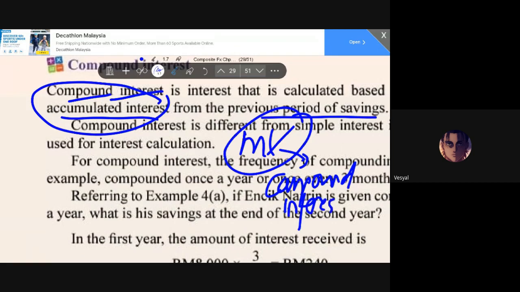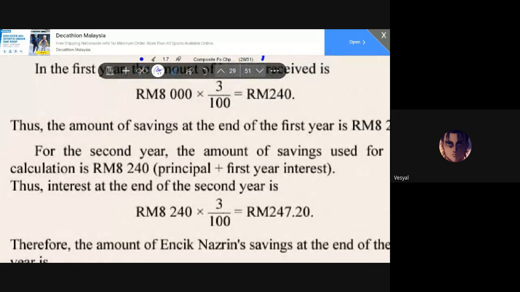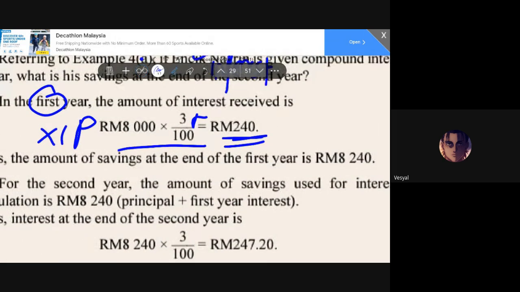So you'll continue to add up. You can see it directly in the calculation here. Let's see, in the first year, this is the amount of money. 8,000 times 3 over 100, you get 240. So basically, this is your principal, this is your rate, and you don't need to times anything. Of course, this is the first year. Times 1, you get the same value, 240. So this is your interest. At the end of the first year, your total saving is this 240 plus 8,000. That's how you get 8240. So that's your formula of simple interest basically.